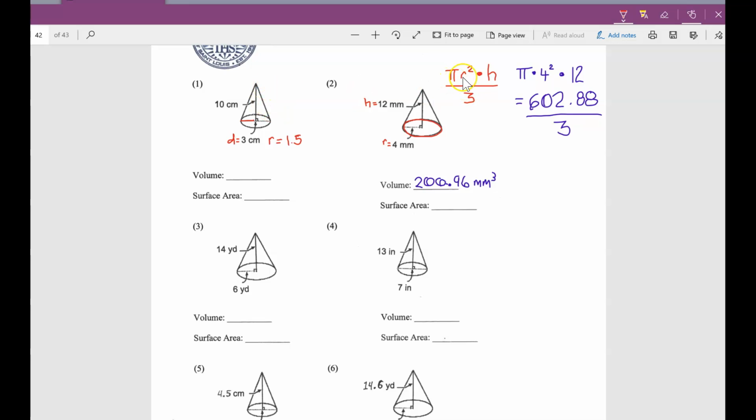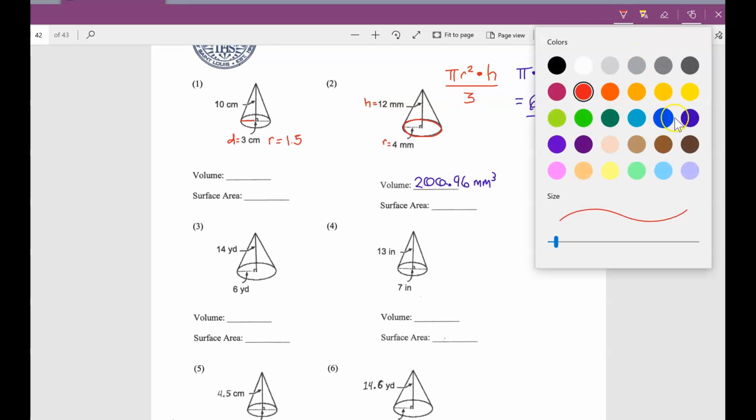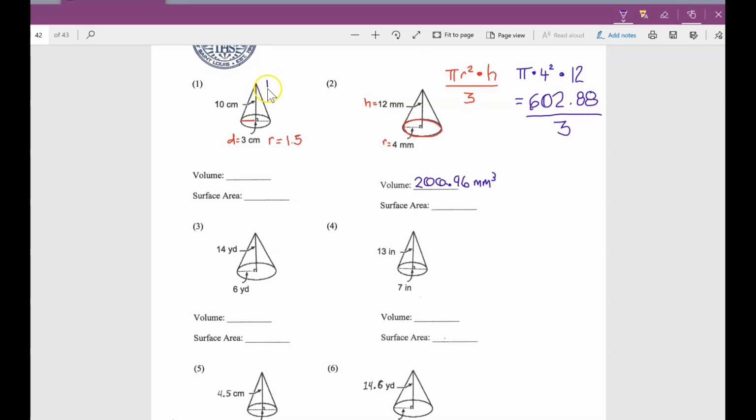Remember, it's pi times the radius squared times the height. That would be the volume of a cylinder. We're dealing with a cone. Divide by 3. Let's plug that in. So we've got pi times 1.5 squared times our height. Our height here is 10. Little sloppy writing with a mouse. And then since we're dealing with a cone, we divide by 3.